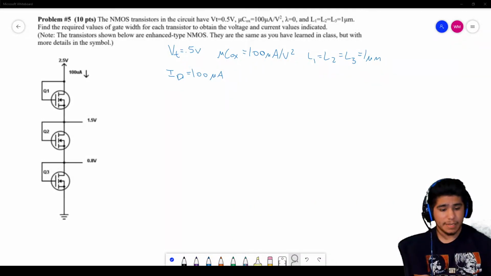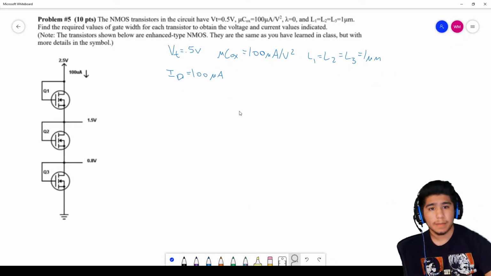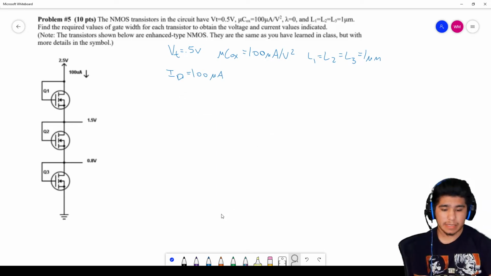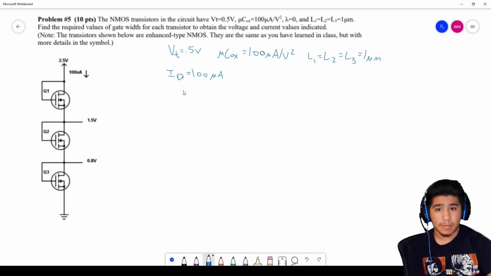Alright, hi everybody. Today we're going to be solving another problem. So here we're trying to find the gate width for each of these MOSFETs, and they're all NMOS. Now we're given some information here, and we're going to be applying this to figure out what the gate widths are.